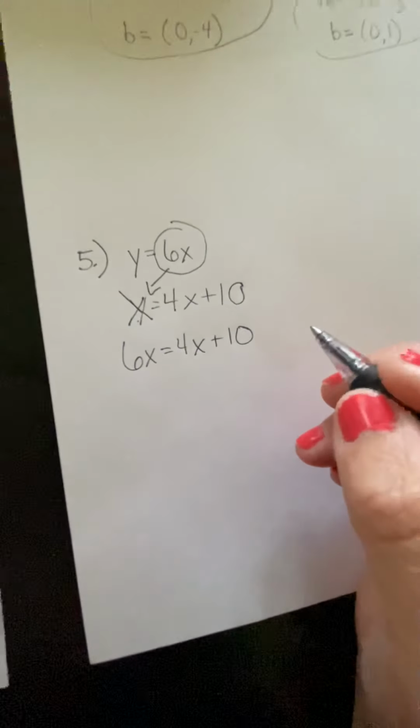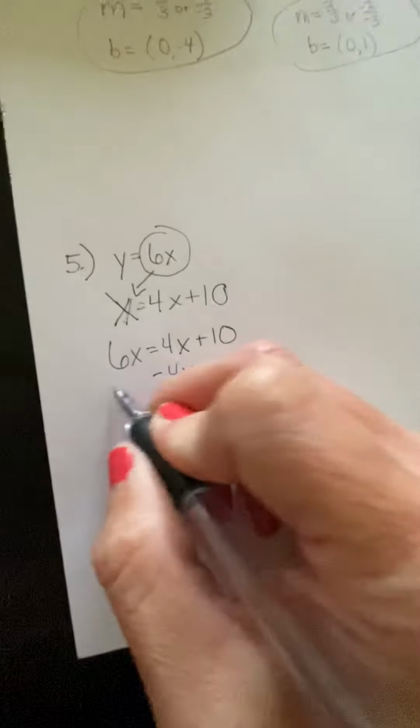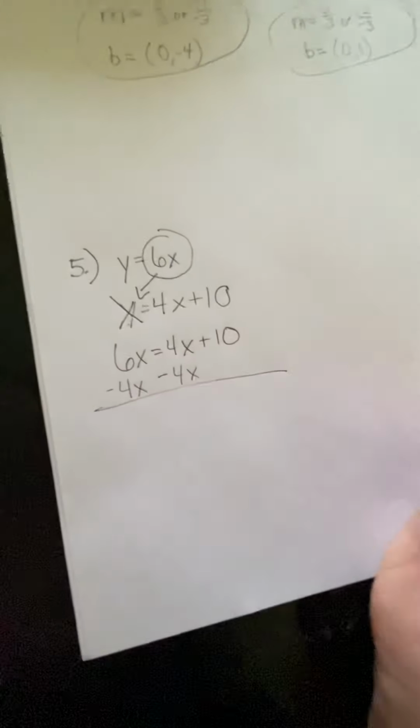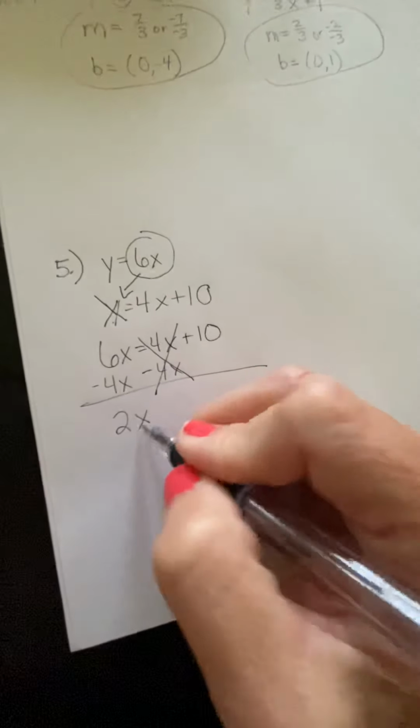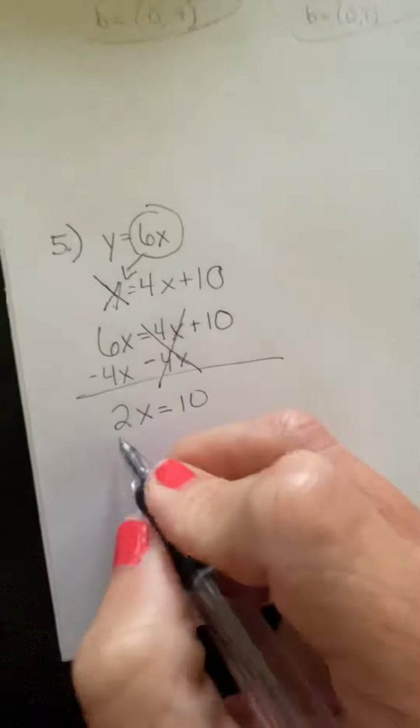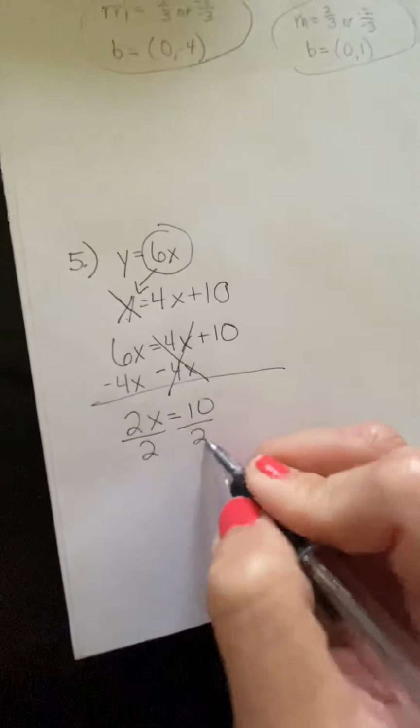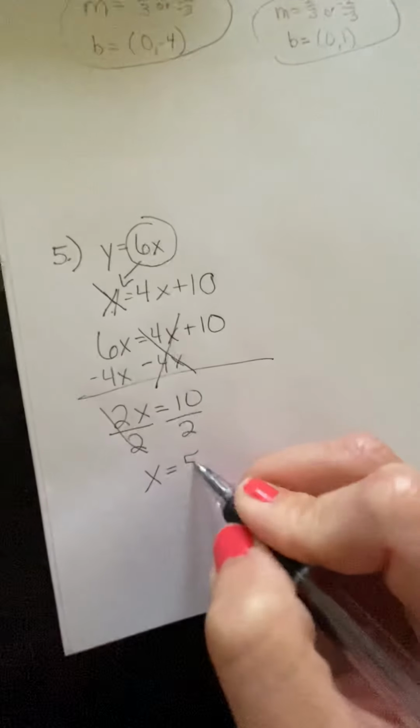Then I'm going to solve by combining like terms. I'm moving the 4x, changing the sign, moving it to the other side. 6x minus 4x would be 2x equals 10. Solving the one-step equation by dividing by 2, x equals 5.